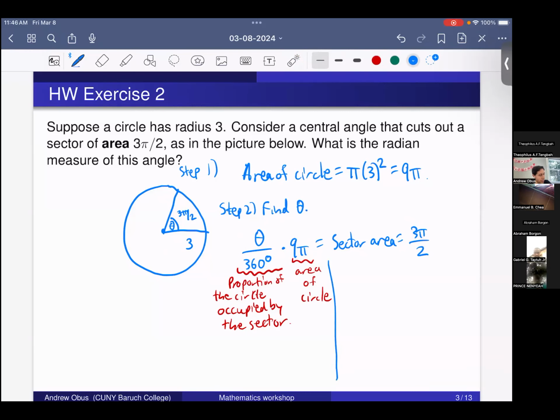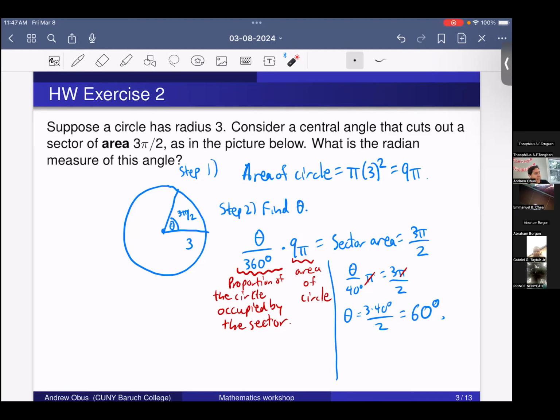So this gives us theta over 40 degrees times pi is equal to 3 pi over 2. And the pi's can cancel out, and we multiply both sides by 40. We get theta equals 3 times 40 degrees over 2, which simplifies to 60 degrees. This theta over 40 is just the simplification from canceling out the 9 with the 360. So the 9 cancels out, and we're left with 40 over here. Then we multiply both sides by 40, and we get 60 degrees.